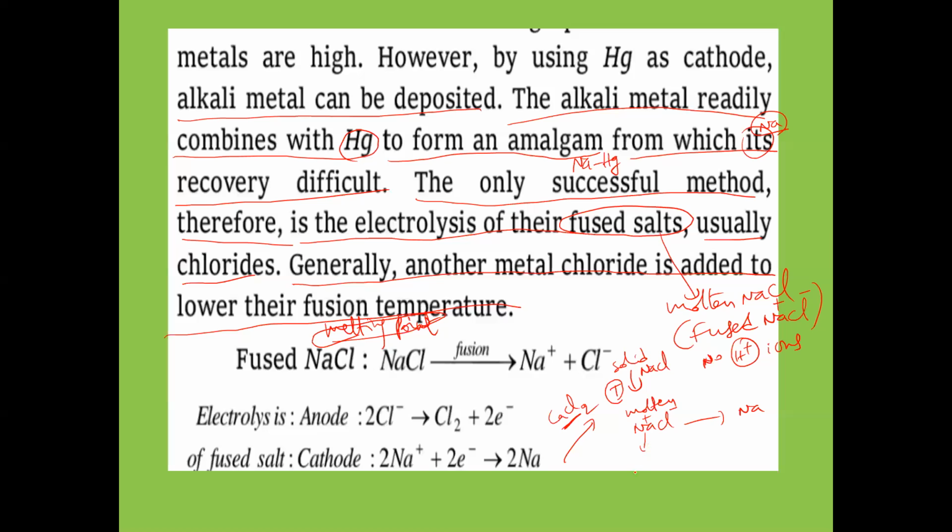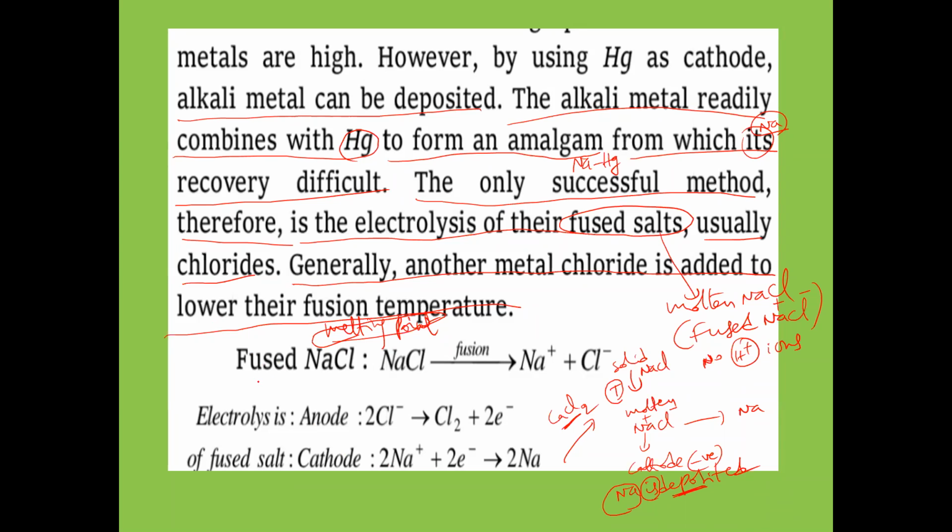Now only Na+ will go to cathode, the negative electrode. At the negative electrode, only Na+ ions will go because H+ ions are not there, so competition is not there. Only Na+ ions will be discharged here. Sodium is deposited at cathode. Why? Because in molten NaCl or fused NaCl, the only cation available is Na+. H+ is not there. So this Na+ only will discharge at cathode to give sodium metal.